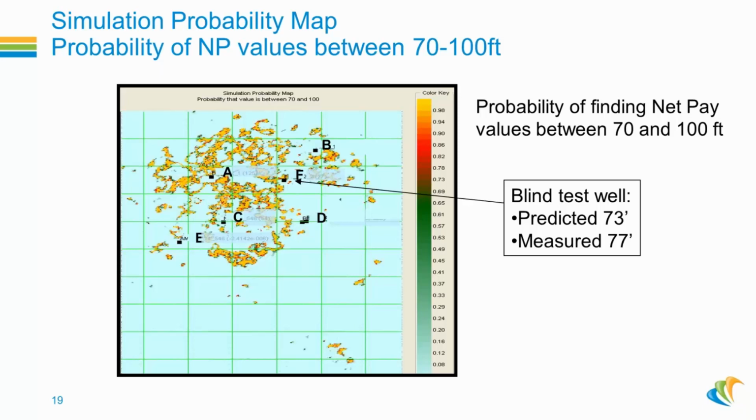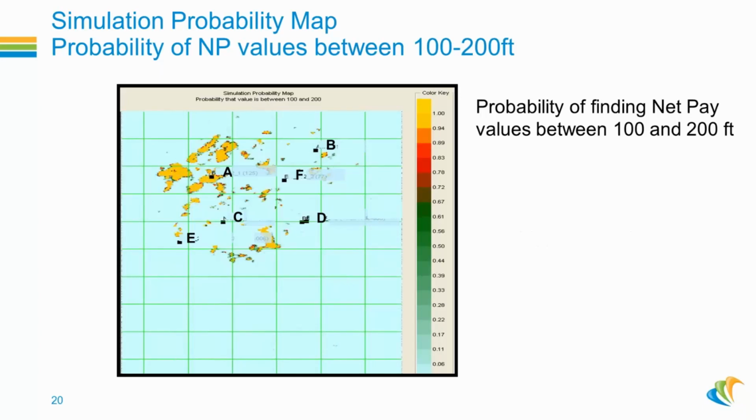This is the F well. That was predicting 73 feet of net pay. And the last one, the probability of finding net pay between 100 and 200 feet will fall in this area in the northwest corner.